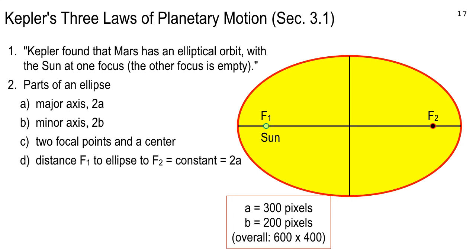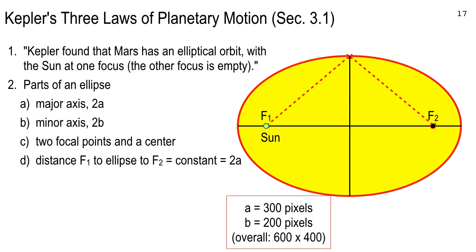All right, now the distance from F1 out to the ellipse and back to F2 is a constant, and it's equal to 2a. It's equal to the major axis length. All right, and here's an example. If you go from F1 out to the ellipse and then back down to F2 on this dotted line, that distance is equal to 2a.